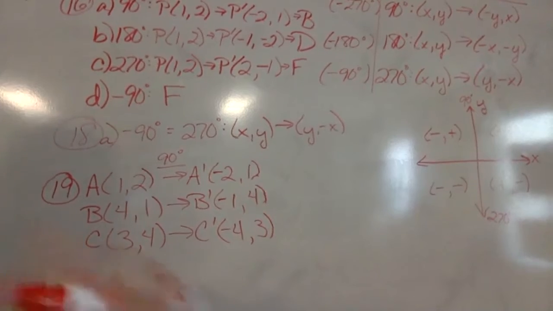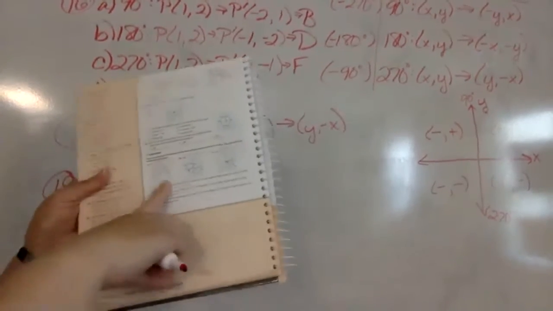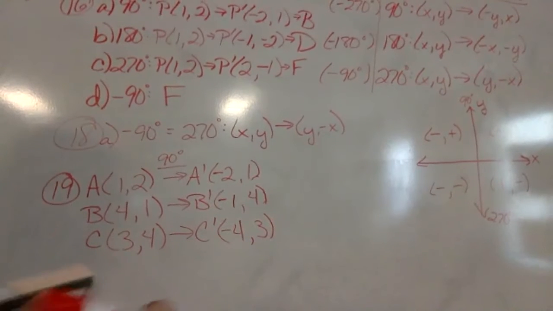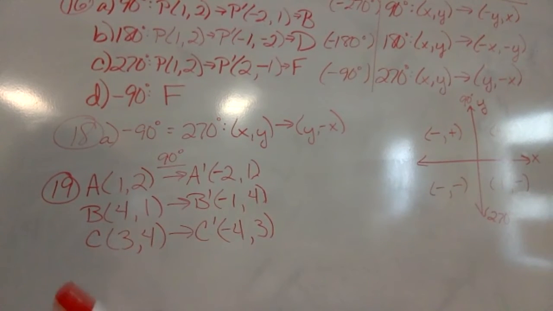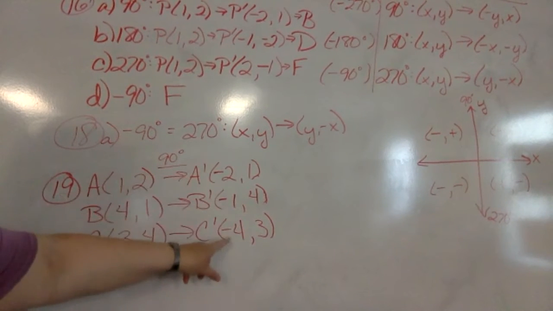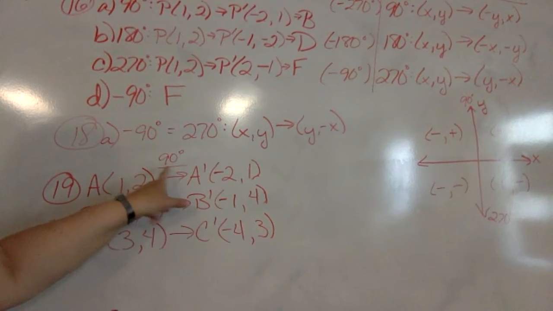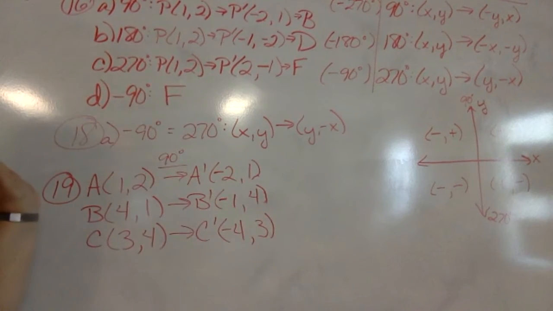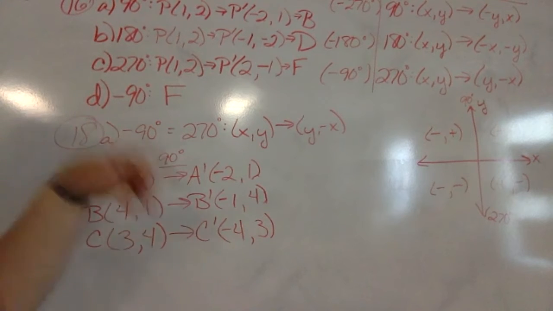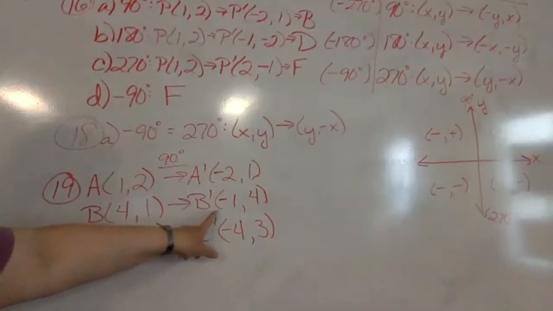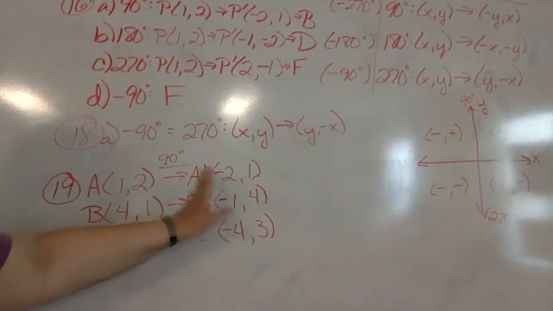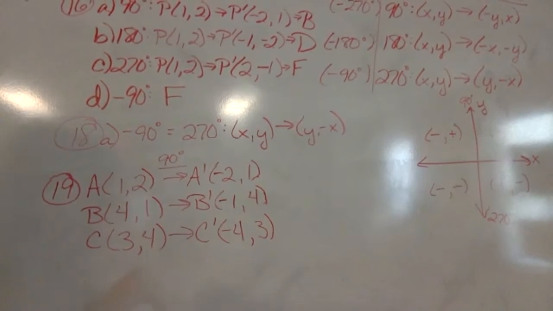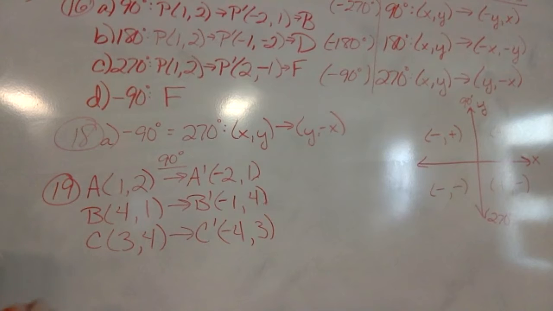Now, because they actually gave you the grid on this, you should be able to plot those points, connect them, and draw your new triangle. Yes, you should. Remember it's going 90 degrees, so if it's all in the first quadrant, it's going to end up all in the second quadrant, because that's going from one quadrant to the next, 90 degrees. So all of these x-values are negative, so you'll go to the left and then up when you're graphing your points, and you'll have number 19 drawn.